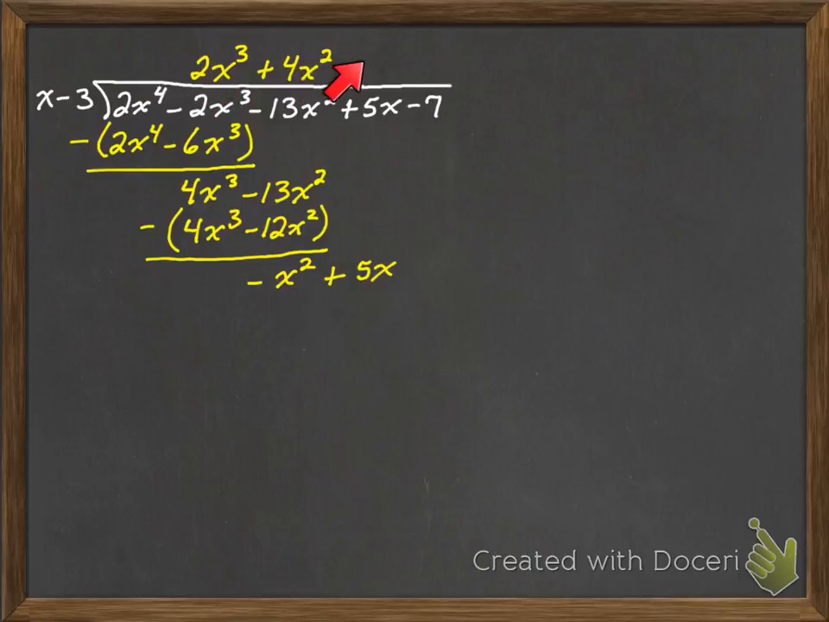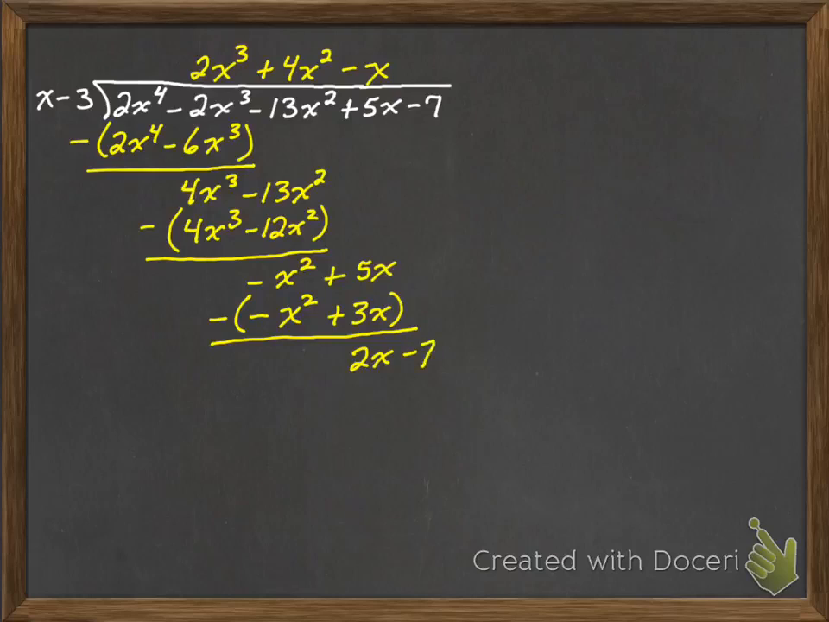So now x multiplied by what will give us negative x squared? That would be a negative x. So multiplying gives you negative x squared plus 3x, parentheses around this, and subtract. So now 5x minus 3x will give you 2x. Bring down the last term of a minus 7. So now x multiplied by what will give us 2x? And that would be a plus 2.